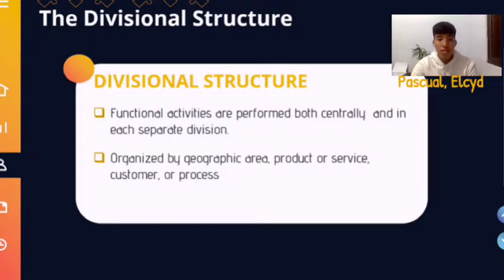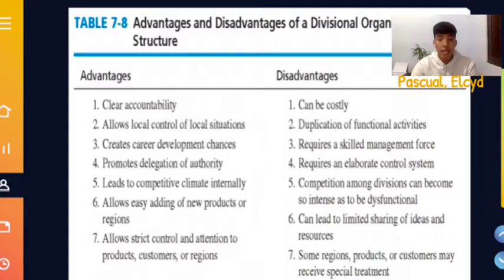Next, the divisional structure. Functional activities are performed both centrally and in each separate division, organized by geographic area, product or service, customer, or process. Advantages and disadvantages of divisional organizational structure. Advantages: first, clear accountability. Second, allows local control of local situations. Third, creates career development chances. Fourth, promotes delegation of authority.